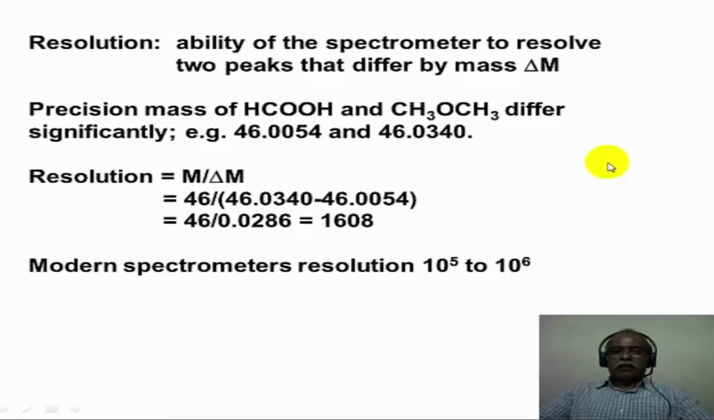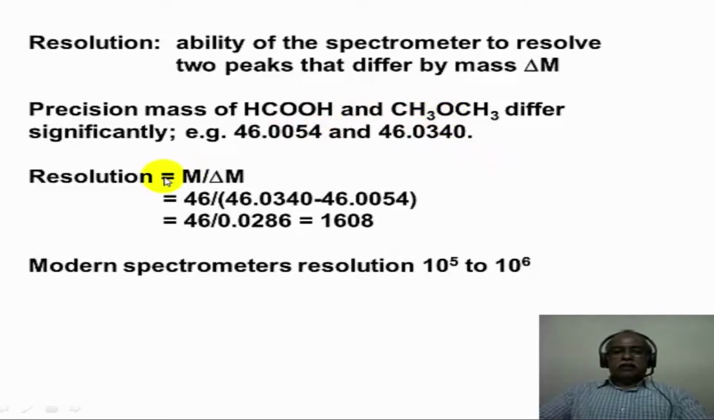Before we go on, let us define what is the resolution of a mass spectrometer. How do we define it? The definition is the ability of the spectrometer to resolve two peaks that differ by a mass difference of delta m. Let us say there is a mass of m1 and m2. m1 minus m2 is essentially the delta m. The precision masses of formic acid and dimethyl ether differ significantly. In other words, if we take the difference between these two, it corresponds to 0.0286. That is the difference between the accurate mass of formic acid and dimethyl ether.